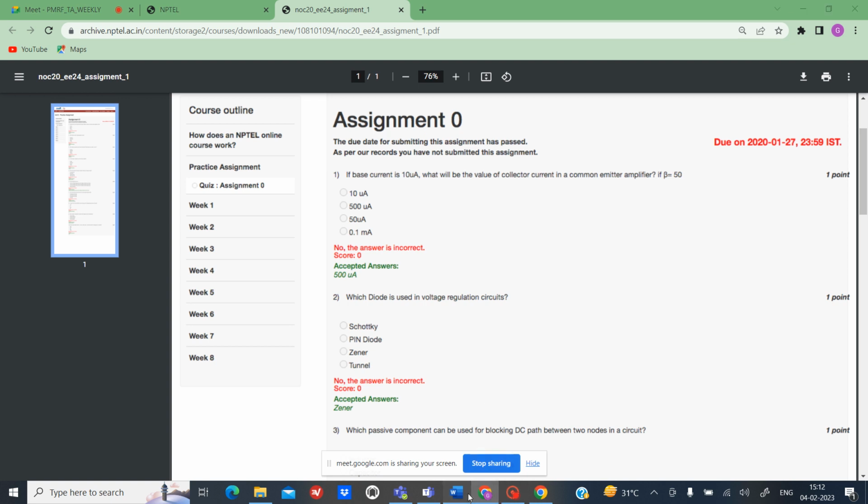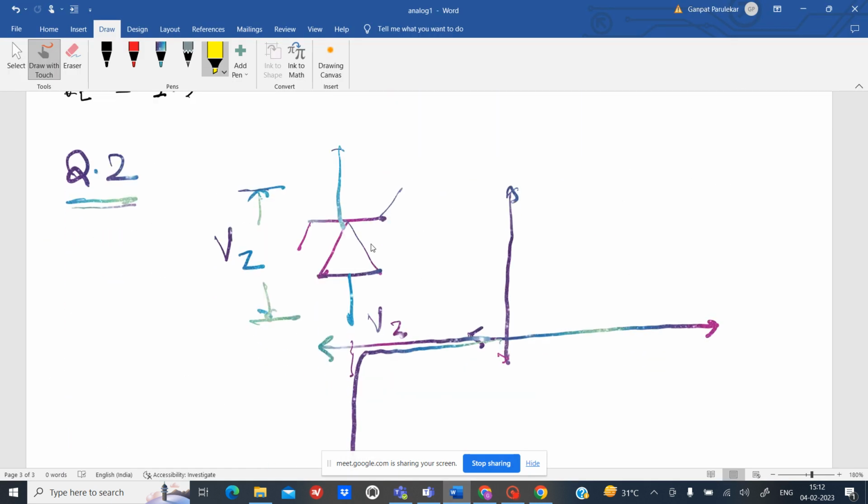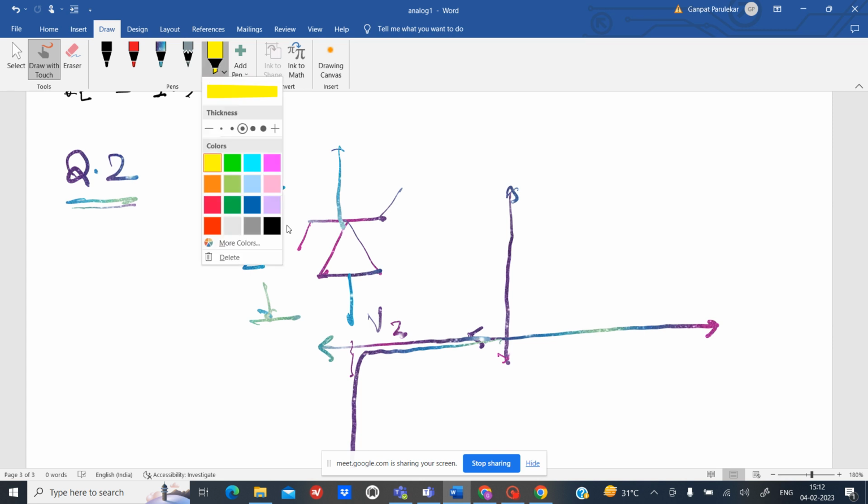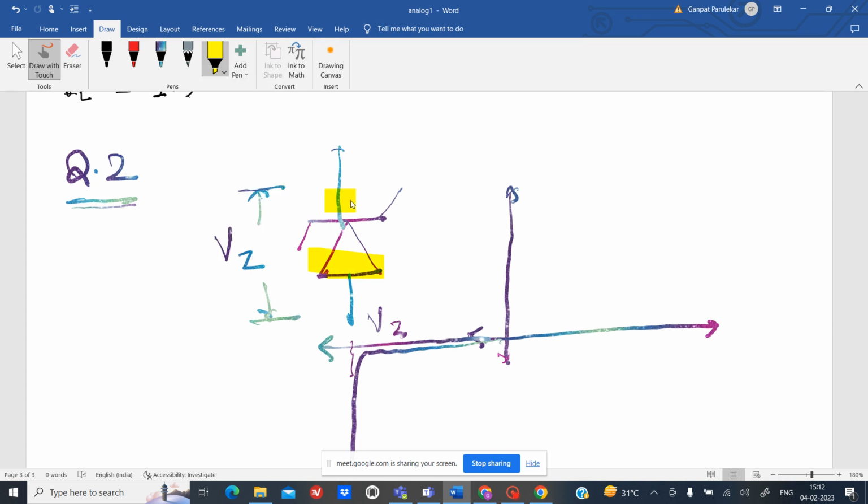There are two terminals for the Zener diode, one is anode and another is cathode, like any diode. The property of the Zener diode: here it is forward bias, so the value of Vz is positive in this direction, and the value of Vz is negative in this direction. When it is positive, the current suddenly starts flowing through the diode, and the characteristic will be something like this.